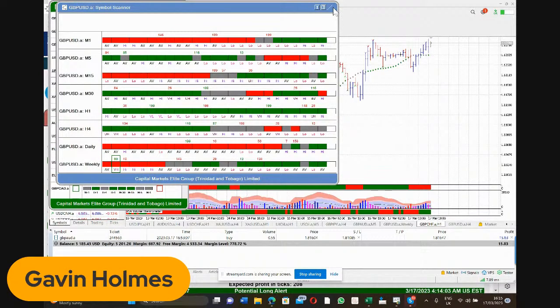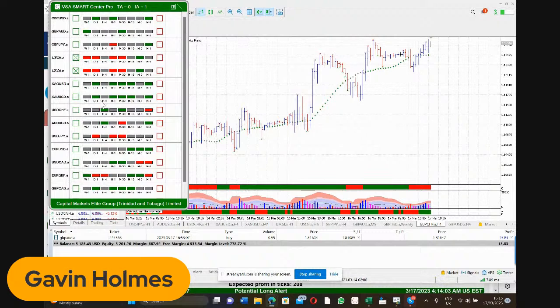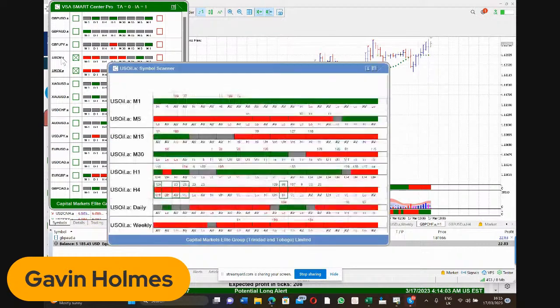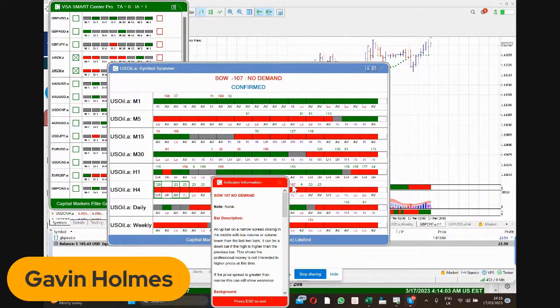So what we see in Smart Center Pro here is quite a few instruments that are setting up. In fact, if I look at the UK oil or the US oil, they're both the same. Look. Okay, so why are we short? Because of this. All right, no demand in a downtrend.